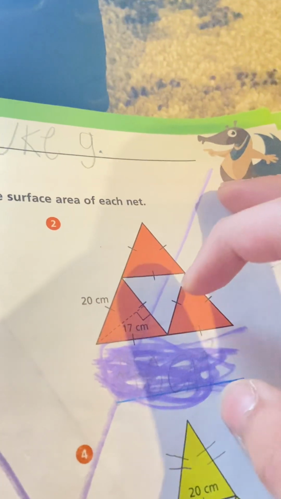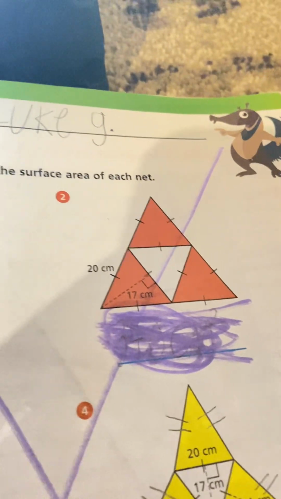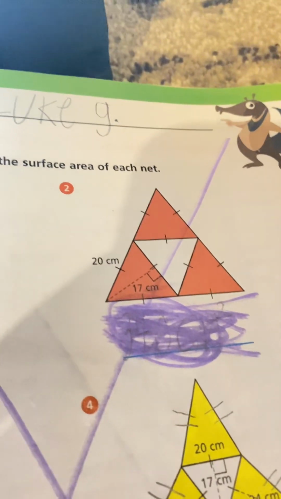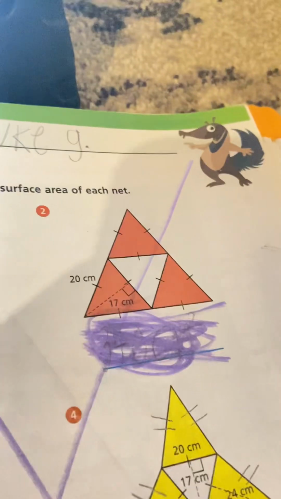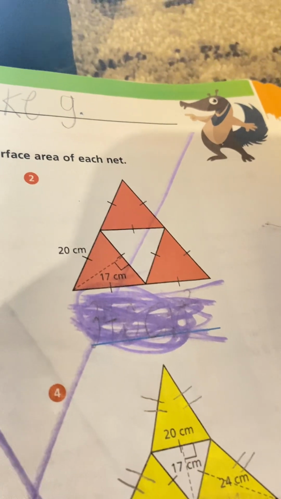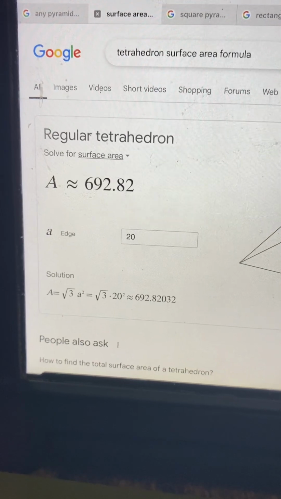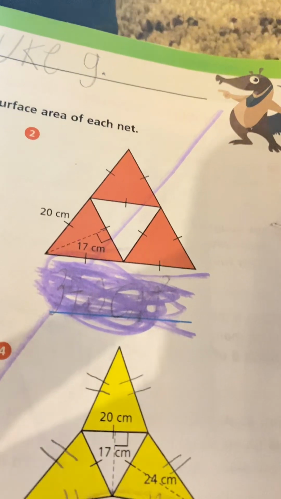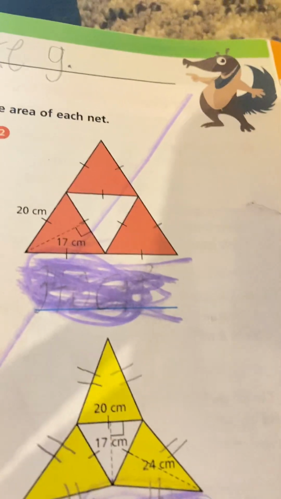Be careful. The heights are 17 because all of them are equilateral triangles, meaning the heights must also be the same. So the heights of all the equilateral triangles in this case are 17 centimeters, but the edges are all 20 centimeters. So the surface area of the tetrahedron would be 692.82.